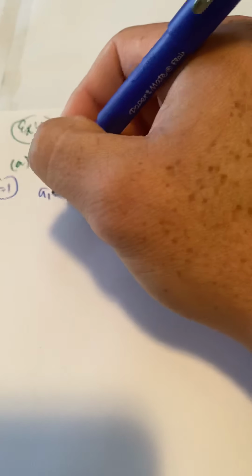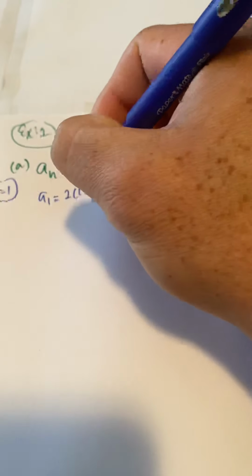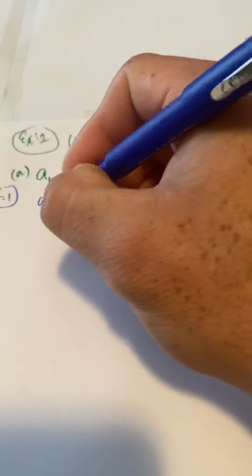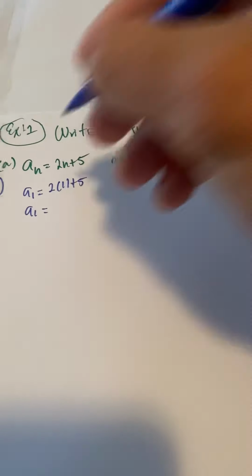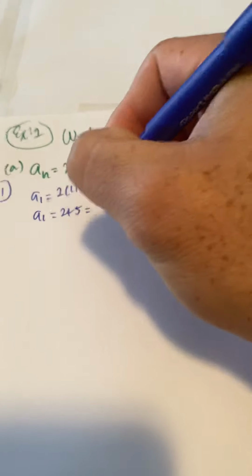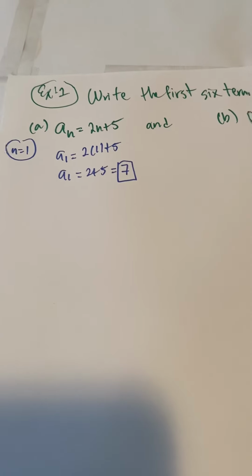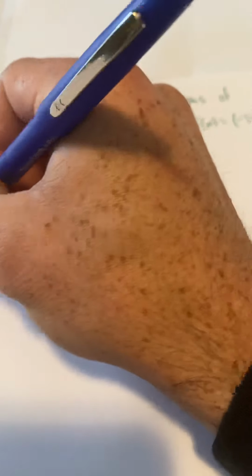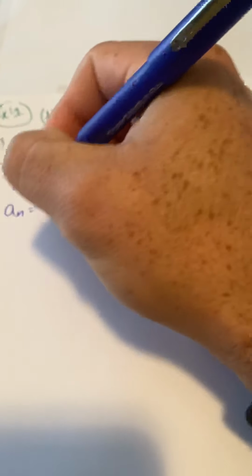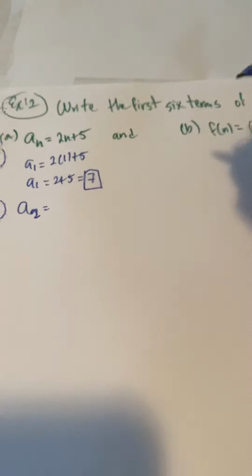So how do we find the first 6 terms? We think about n. So n is 1. When n is 1, we're going to substitute 1 for n. Everywhere we see n, we're going to put a 1. When you calculate this, you get a1 equal to 2 plus 5, and 2 plus 5 is 7. So I just found my first term of my sequence. a1 is 7. You're going to do that all the way until you get all 6 of them, meaning we're going to go to a6.